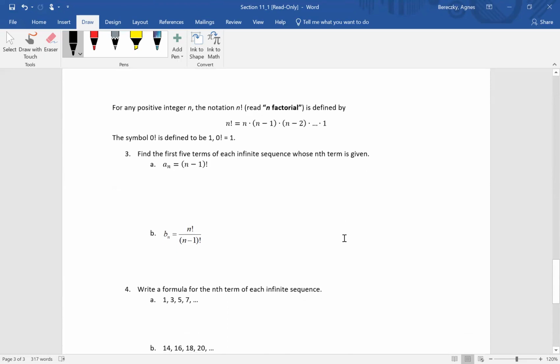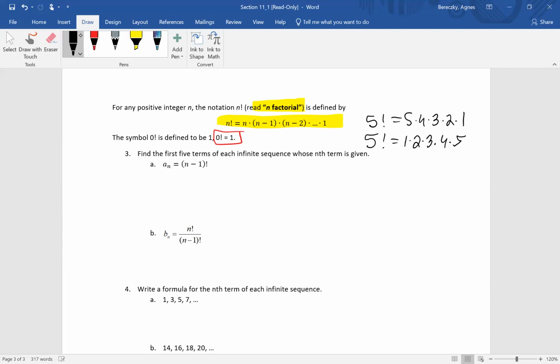For any positive integer n, the notation n factorial is defined by multiplying the numbers starting from n, then one less, and one less, and so on. Very important: by definition, 0 factorial is 1. So 5 factorial will be 5 times 4 times 3 times 2 times 1, or sometimes we start from 1 times 2 times 3 times 4 and end with the 5. That's what we need to know about the factorial.